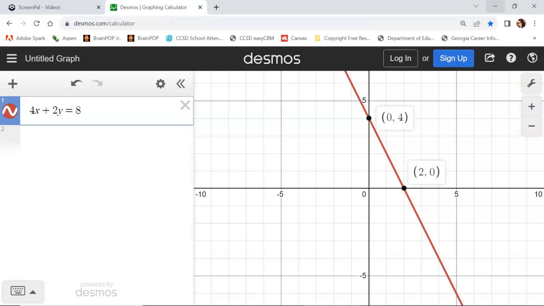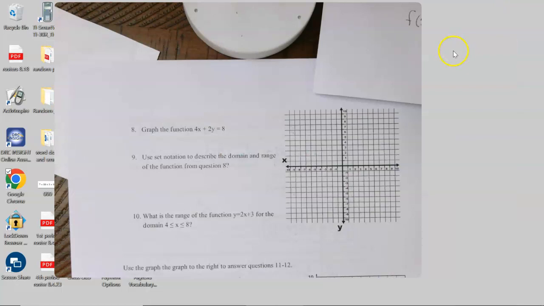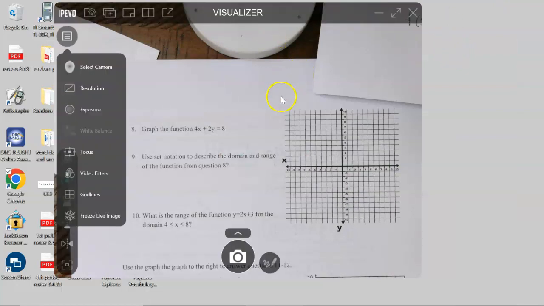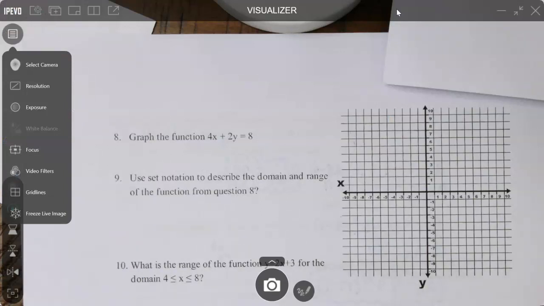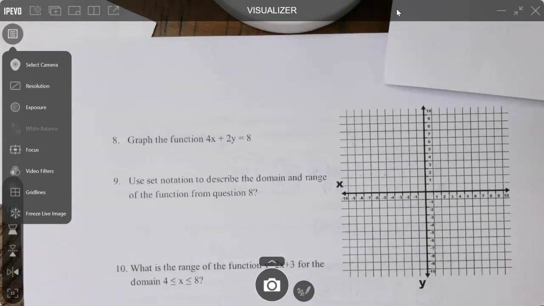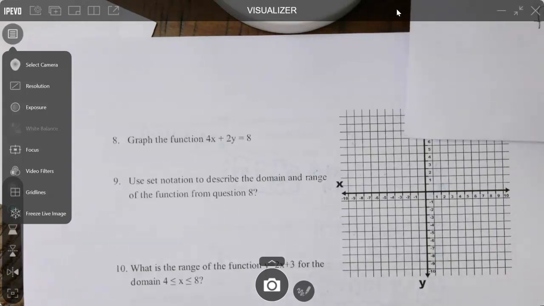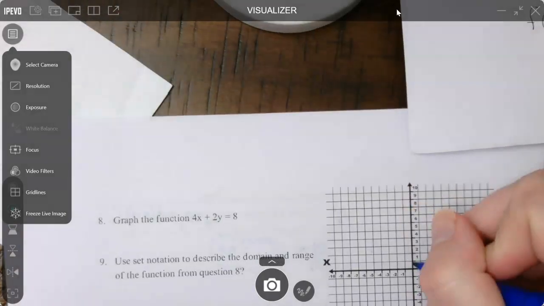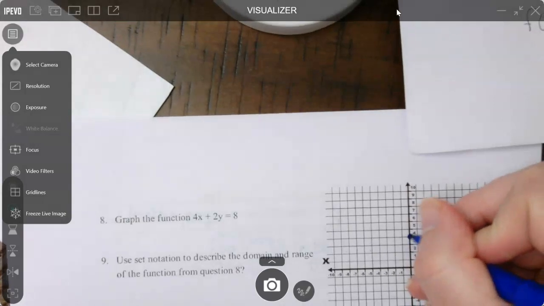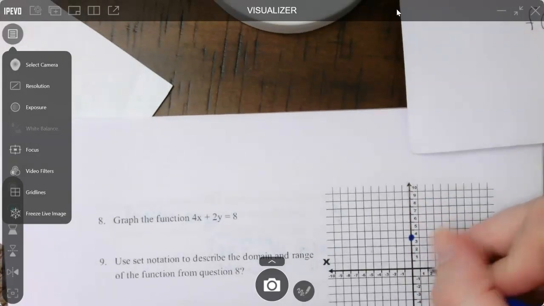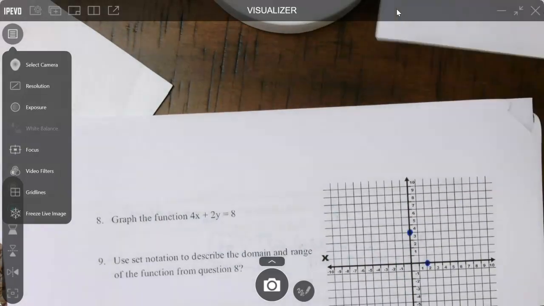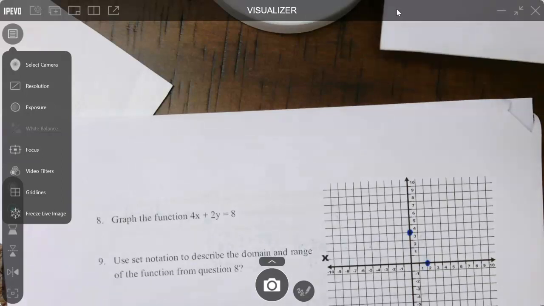Okay, so I'm going to go back. All right, so we had a few points. Hold on, let me make this bigger. We had (0, 4), we had (2, 0). What was that third point? Positive 3, negative 2 is here.